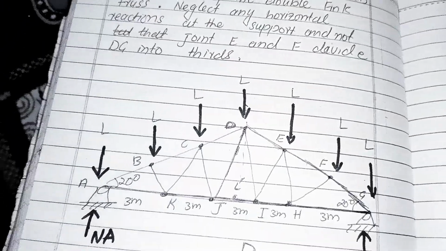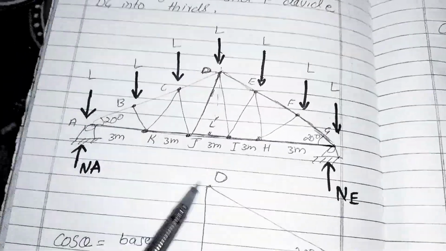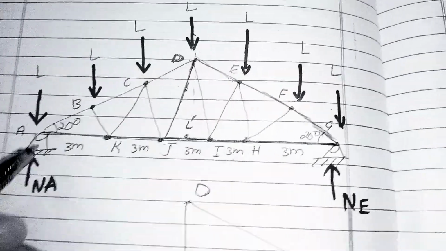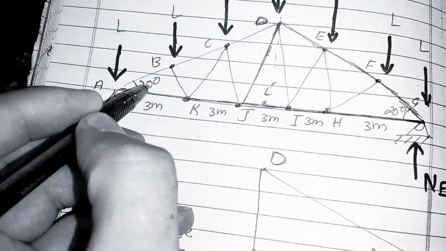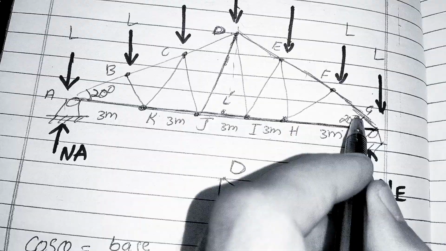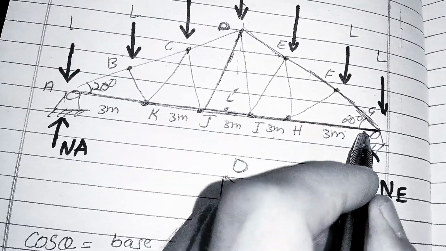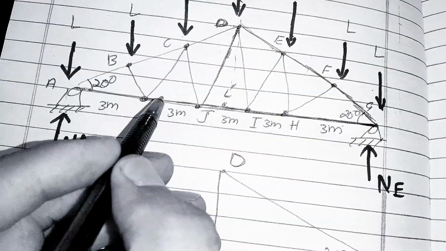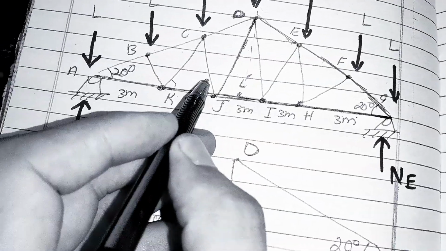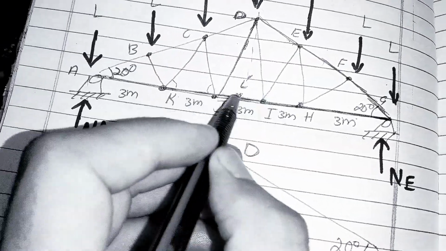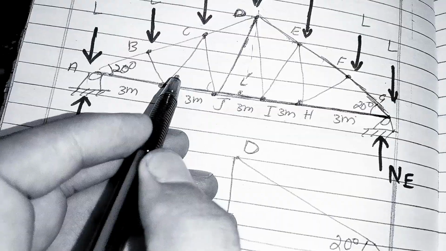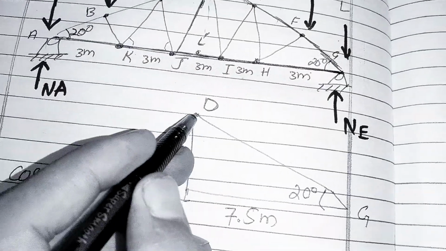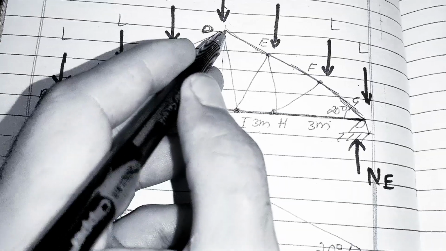Okay. So first of all, we need to find all the angles in this, of which only this angle is given, 20 degrees, and this angle is also 20 degrees because it is symmetric. So we need to find this angle and this angle, all these angles we need to find. For that, first of all, I will take the mid of this triangle.